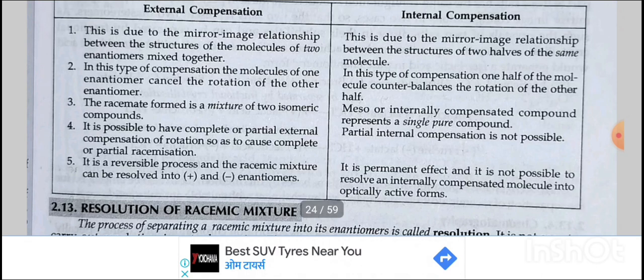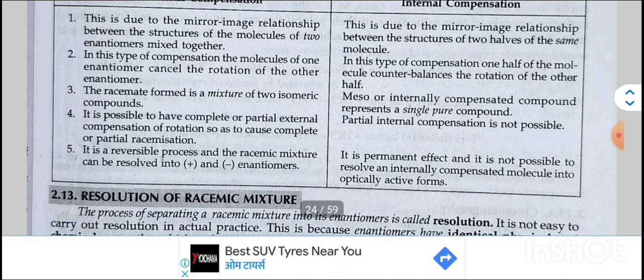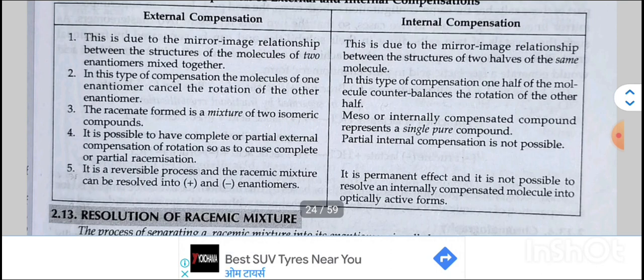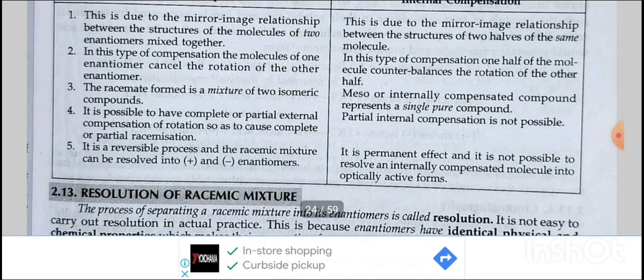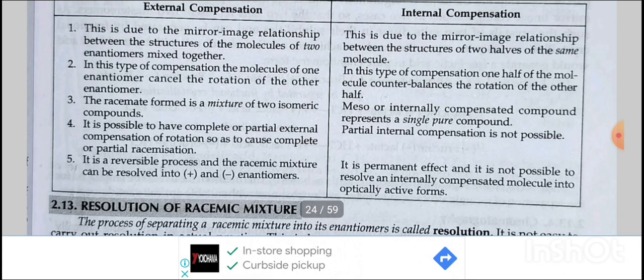External compensation. The racemate formed is a mixture of two isomeric compounds. Internal compensation. A meso or internally compensated compound represents a single pure compound. External compensation. It is possible to have complete or partial external compensation of rotation so as to cause complete or partial racemization. Internal compensation. Partial internal compensation is not possible. External compensation. It is a reversible process and the racemic mixture can be resolved into plus and minus enantiomers. Internal compensation. It is a permanent effect and it is not possible to resolve an internally compensated molecule into optically active forms.